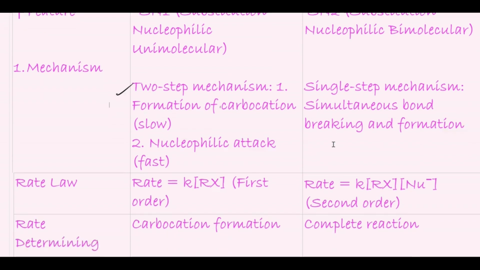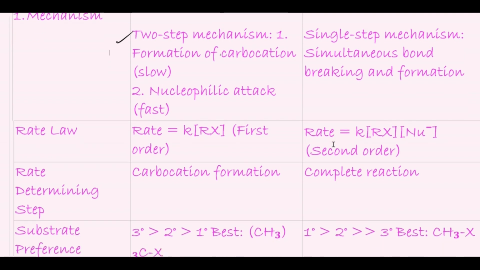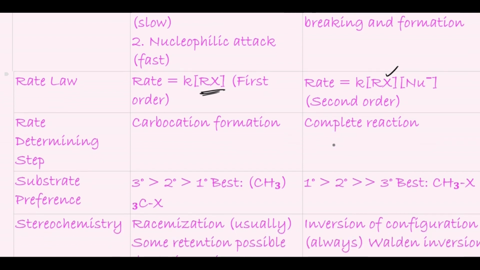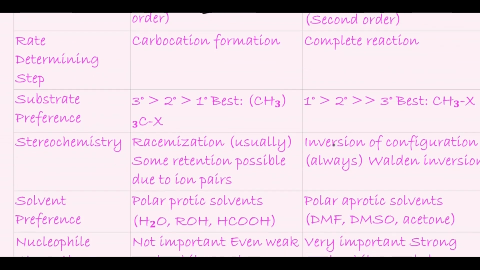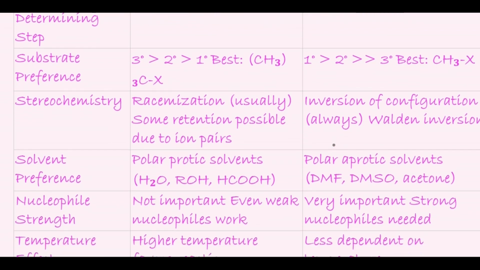In case of SN2, it is a single step mechanism, where bond breaking and bond making happen simultaneously, and that is a bimolecular reaction. In the rate law, in case of SN2, the nucleophile as well as the reactant molecule affect the rate. That is second order, whereas SN1 is first order, and the rate determining step is carbocation formation. Here that is a complete reaction.